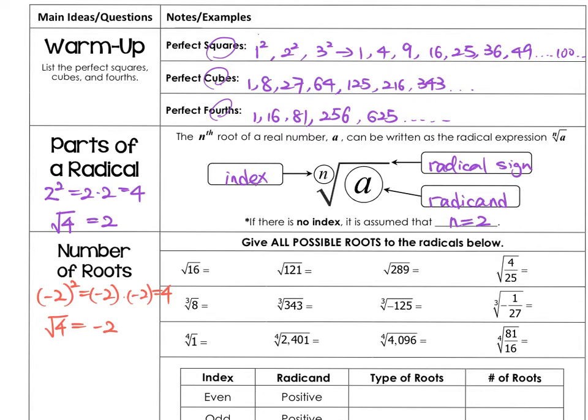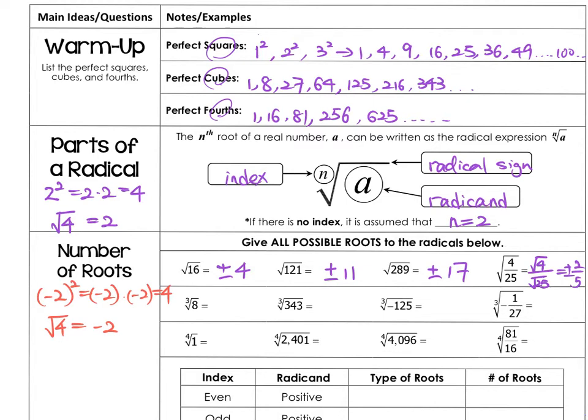So let's look at some examples here. I have square root of 16, that should be positive and negative 4. Square root of 121, positive and negative 11. Square root of 289, positive and negative 17. Okay? Now a fraction, square root of 4 over 25, you're going to learn this property soon that you can split the square root, so the numerator becomes positive and negative 2, and the denominator becomes positive and negative 5, and you just need to write 1 positive and negative in front.